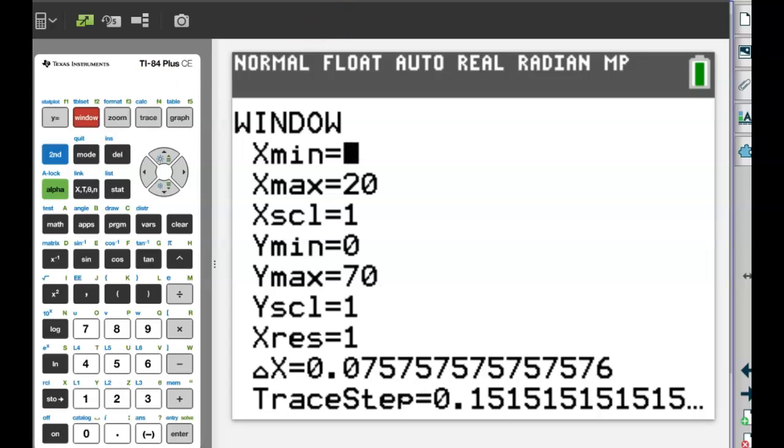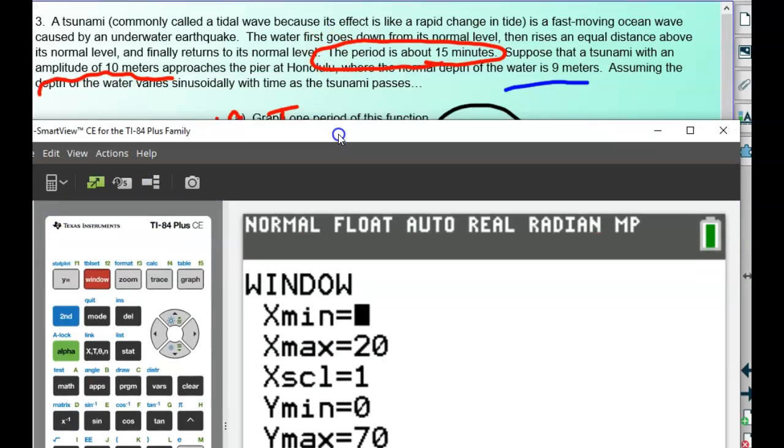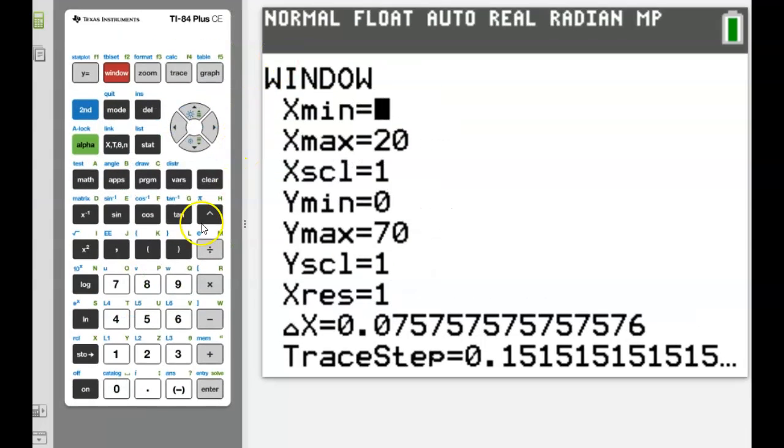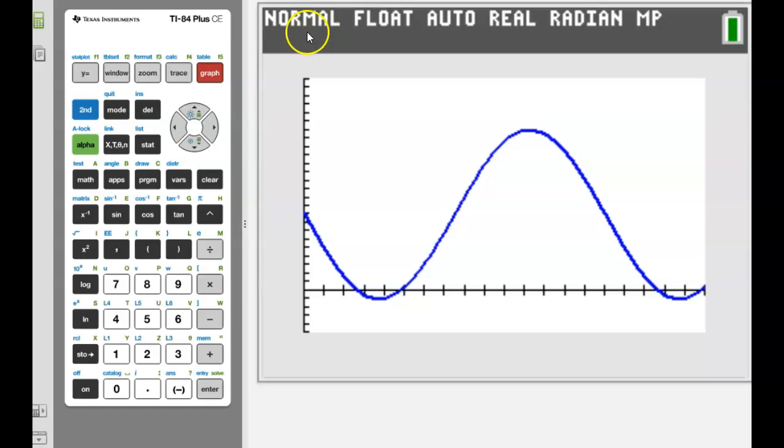Did anybody look at the bottom of the question? How far out do we need to go here? 12 minutes it talks about. So I'll just leave mine 0 to 20. But I need a min of like -5, and it went up to 19, does that sound right? So I'll do like 25. How's that looking?